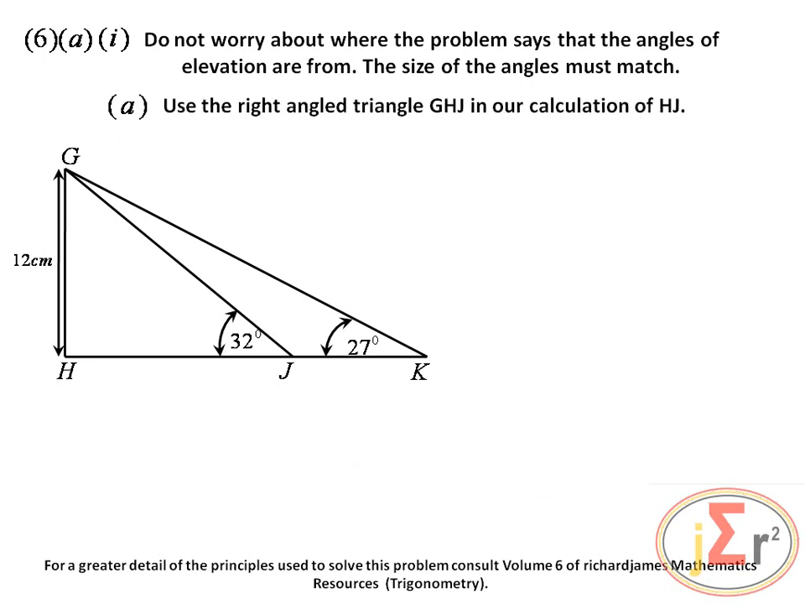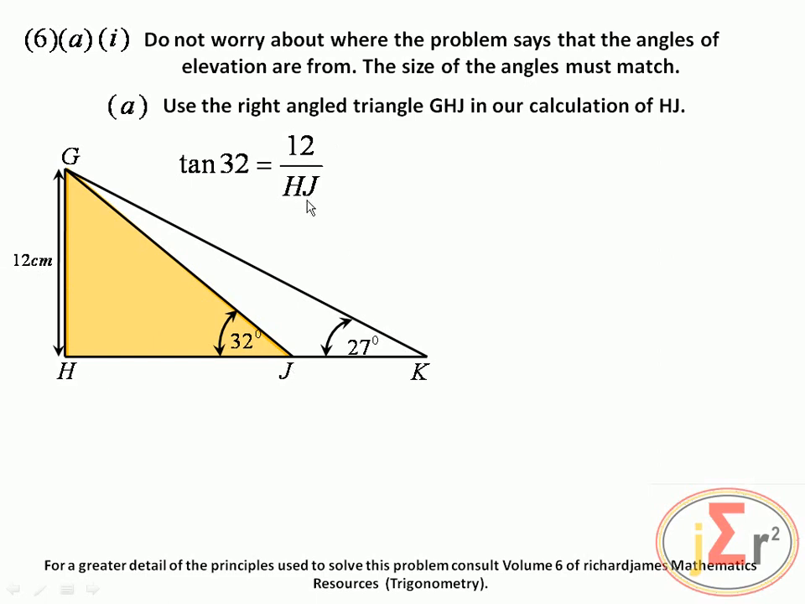We need to determine first the length of HJ. We are going to be using that triangle in order to calculate HJ. We have this triangle with 32 degrees there, so we are going to be using this right angle triangle. In this right angle triangle, this side, which is the known side, relative to the angle is opposite, and HJ is adjacent. Which trig ratio contains opposite and adjacent? Of course, tangent. So the tangent of 32 is opposite over adjacent.